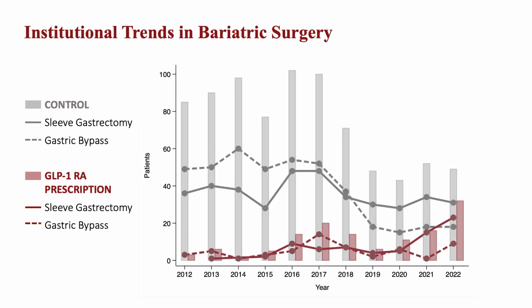If we look at the trend in utilization of GLP-1 over time, this plot is showing that for both those patients in our control group and those on GLP-1s, there was a trend towards more sleeve gastrectomy over gastric bypass over time. And that's actually consistent with national and international data. But what you can see here is that our utilization of GLP-1s has also increased over time in the red bars there.